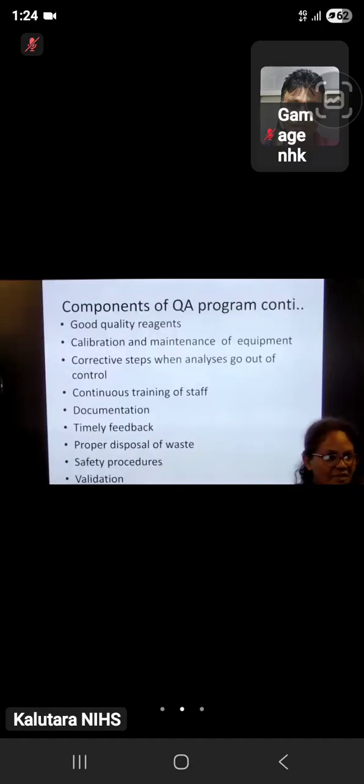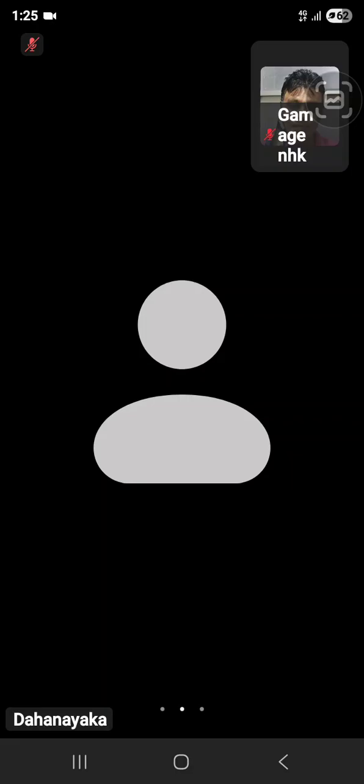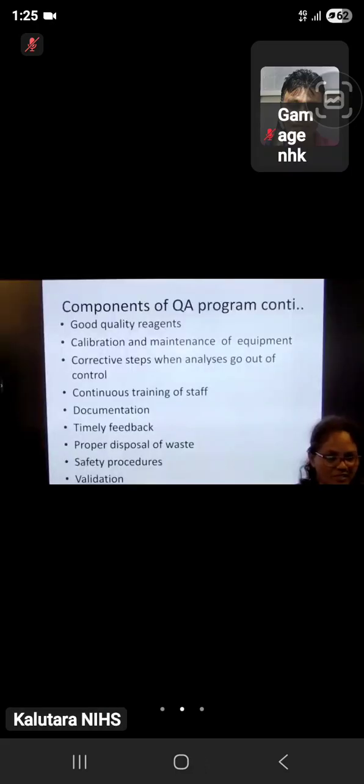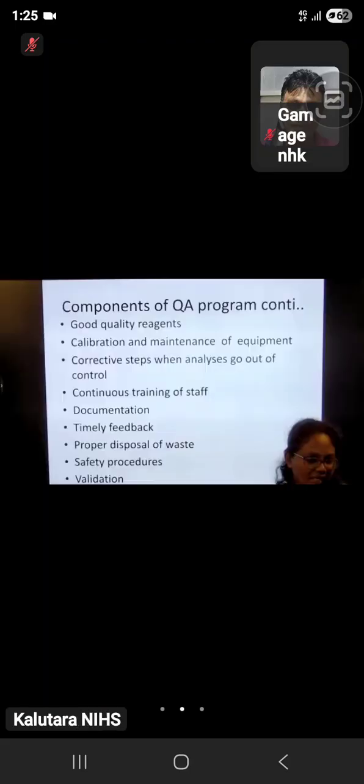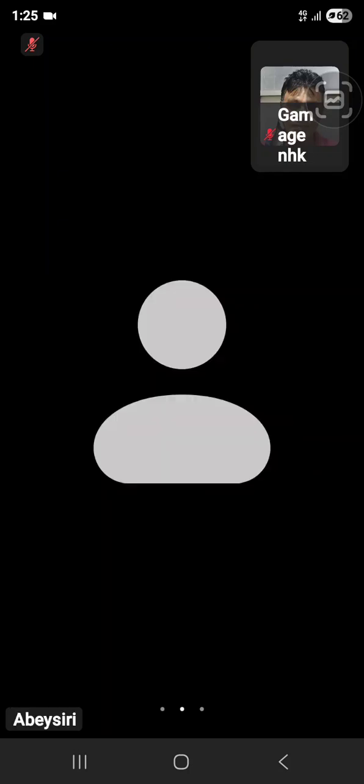The feedback. The proper disposal of waste is also important because if you don't dispose of waste properly, there may be hospital acquired, that means laboratory acquired infections can occur. The safety procedures and validation also come under quality assurance program. Validation, we will discuss what is validation later. Right? So these are the components.